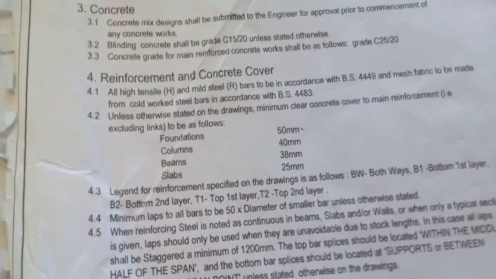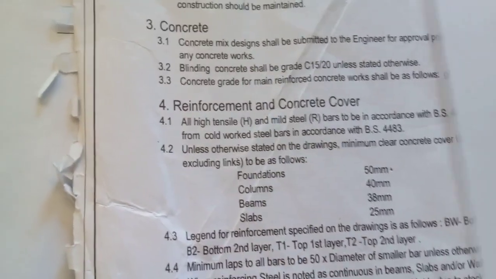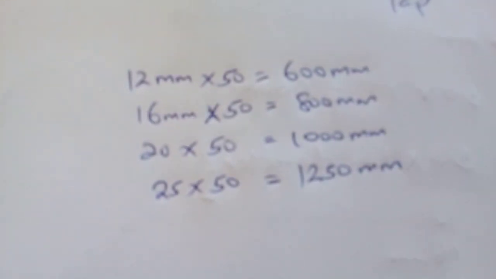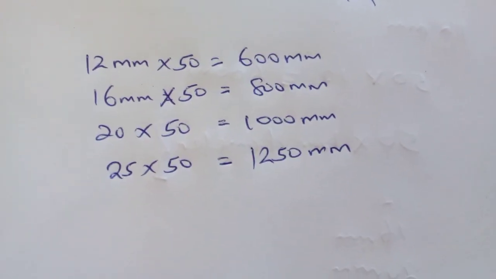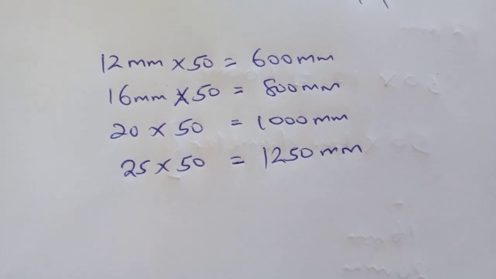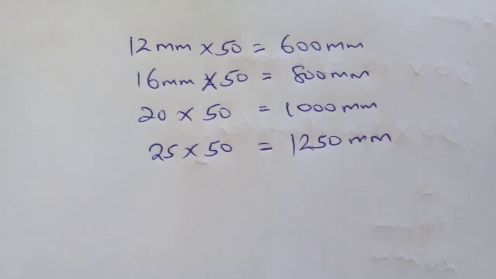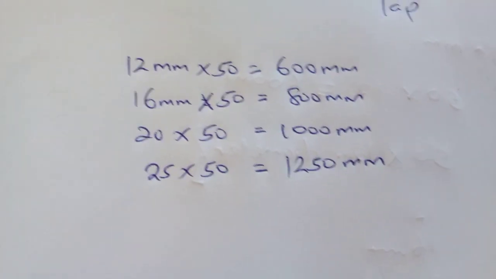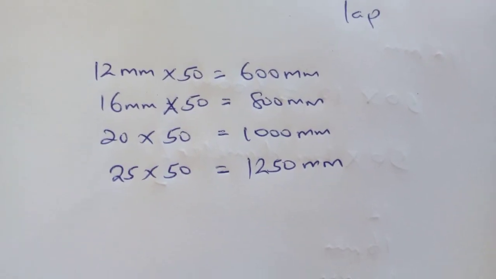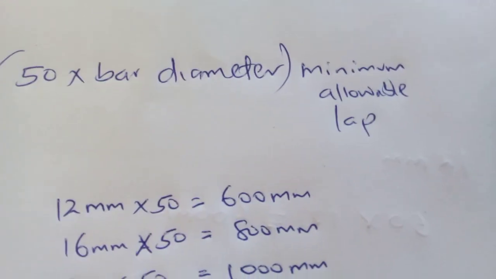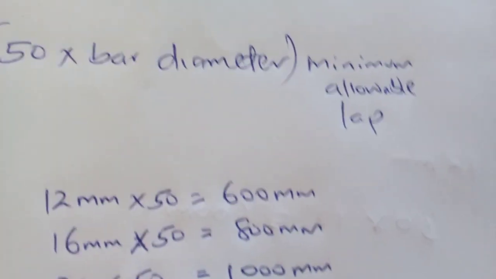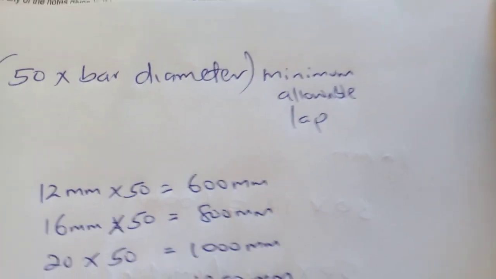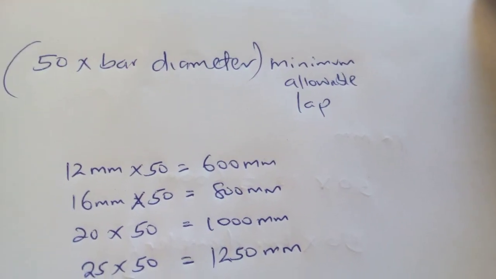So what that statement means is that any lap provided to a reinforcement, the minimum lap to be provided to that reinforcement shall be 50 multiplied by the bar diameter of that reinforcement, whereby 50 is a constant. Now, 50 multiplied by bar diameter is the minimum allowable lap that is supposed to be provided on any reinforcement.